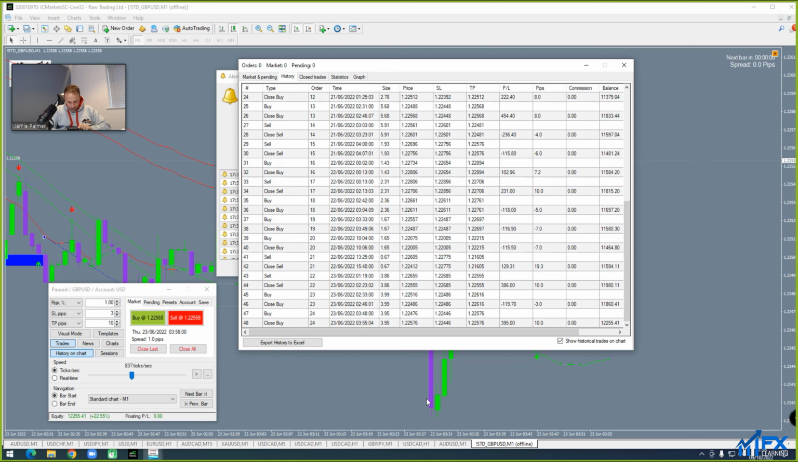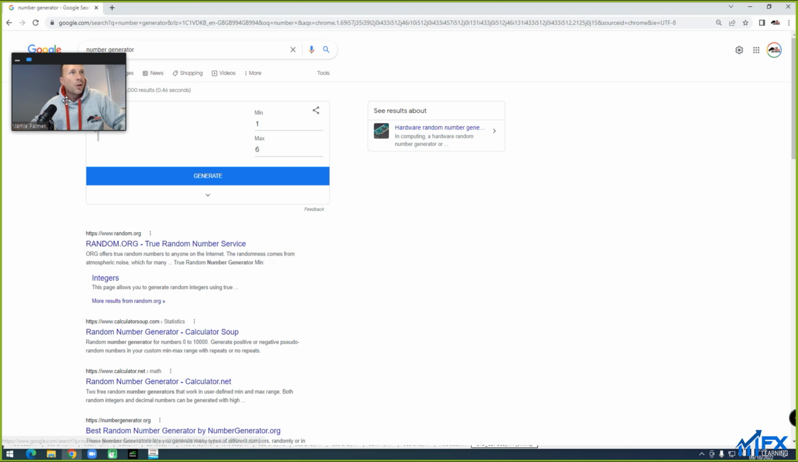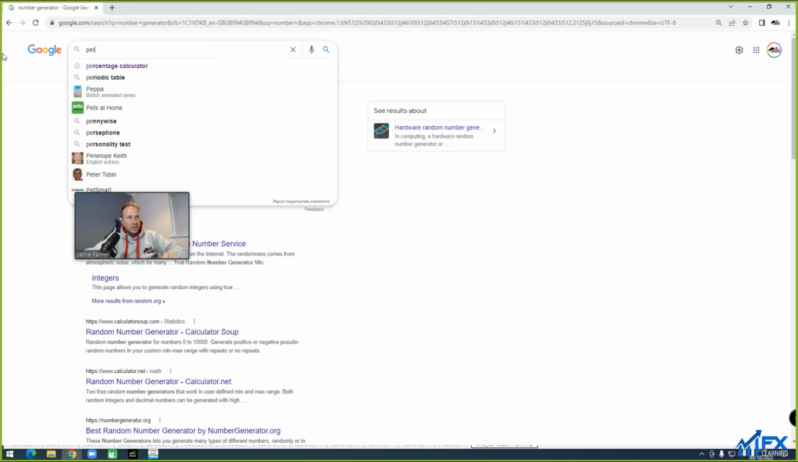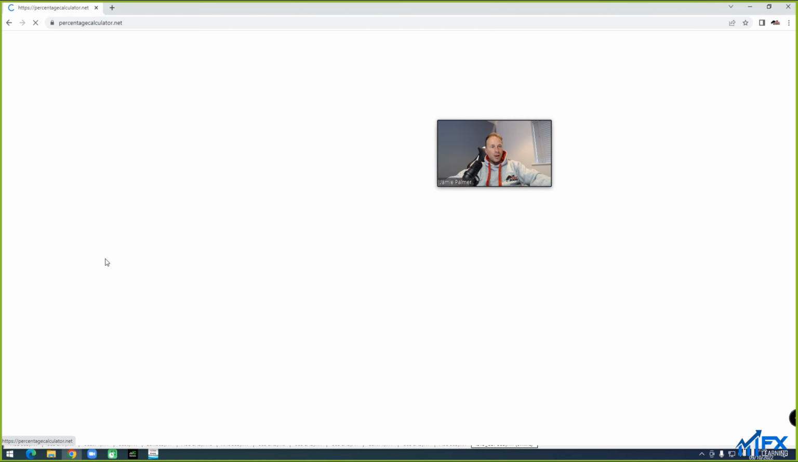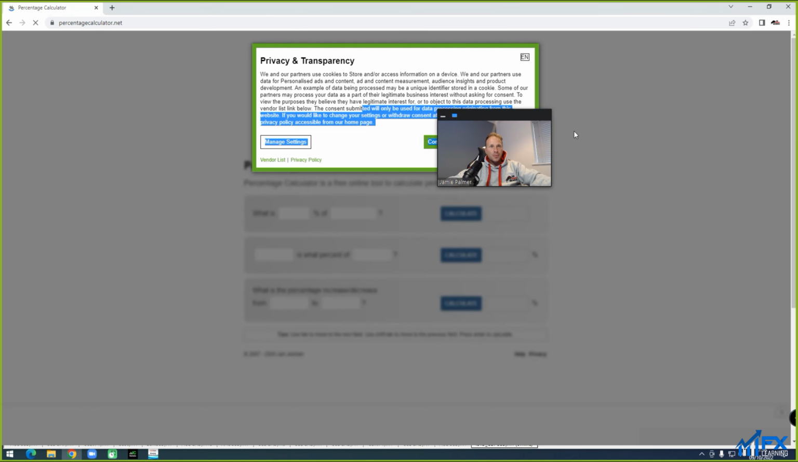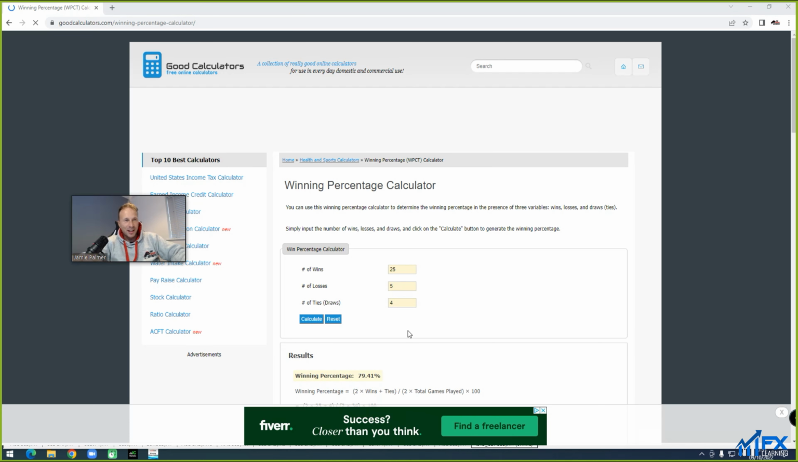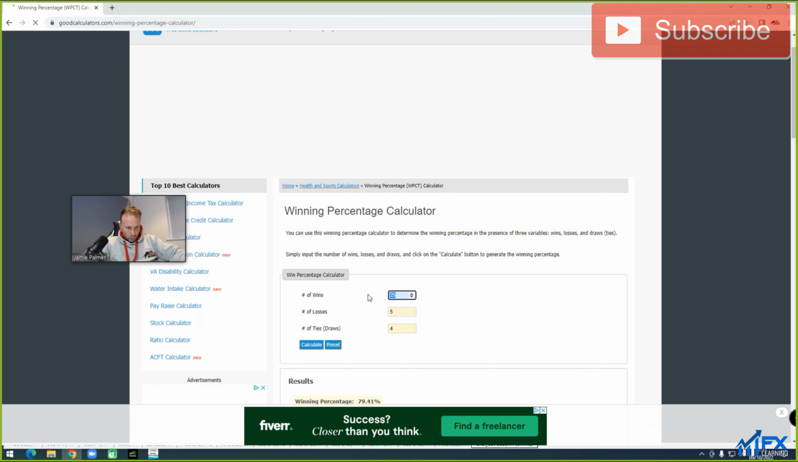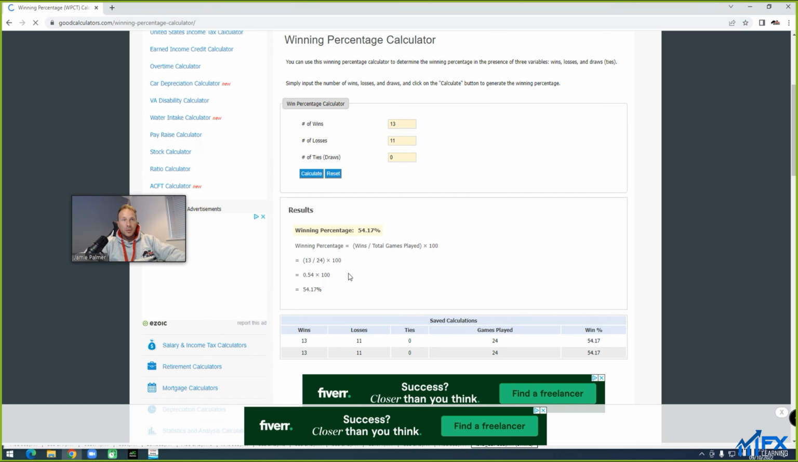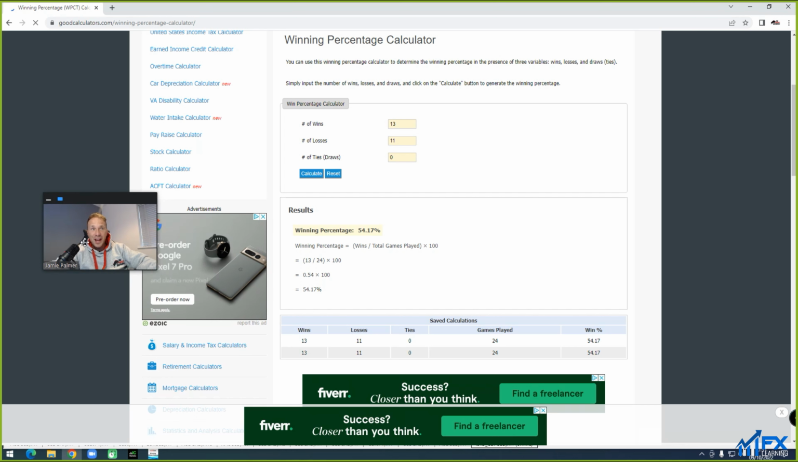So let me work out the percentage of this, see if I can do it on my phone. No, hang on here. I'm going to work it out quickly for you. Percentage calculator. Sorry, I used the wrong calculator. This one here. Number of wins, which was 13, and number of losses, which is 11. 0 ties. Calculate. There we go. 54% win ratio.